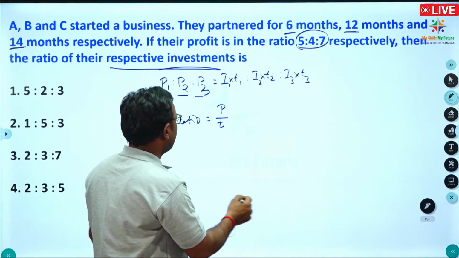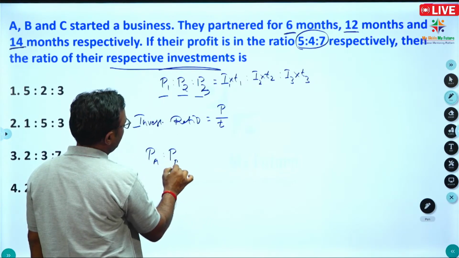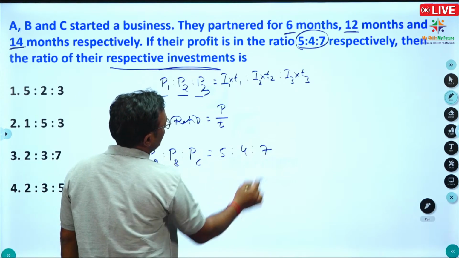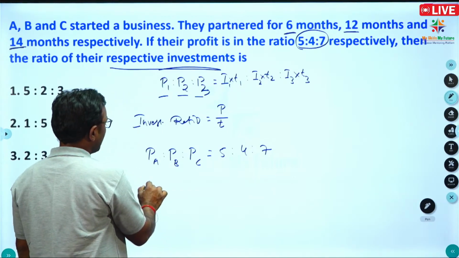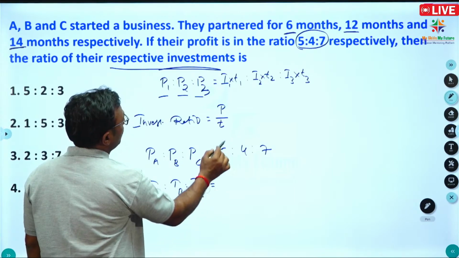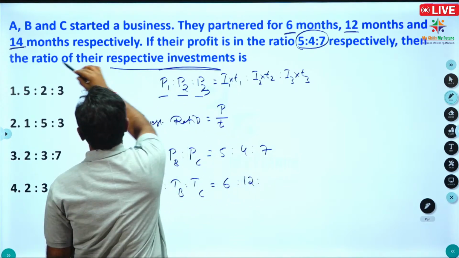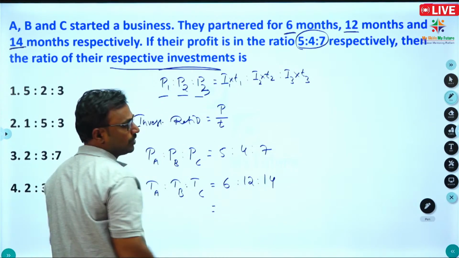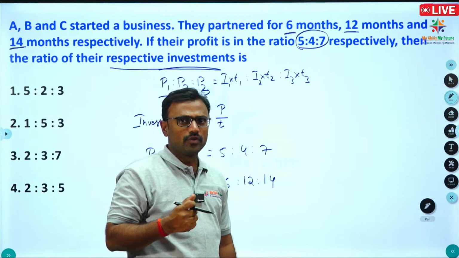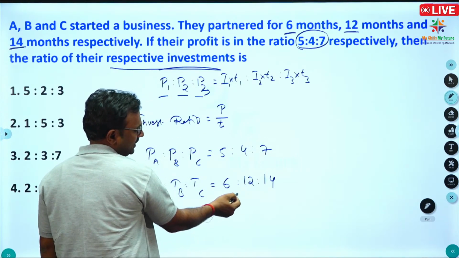First of all, what is the profit ratio? The profit ratio of A is to B is to C is given as 5:4:7, and they gave the time also. So the time ratio of A, B, C is 6 months, 12, 14, that is 6:12:14. Whenever we are working with ratios, first convert them into lowest form, it is easy to calculate. Here there is some possibility.